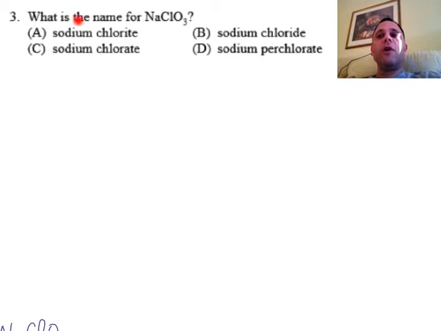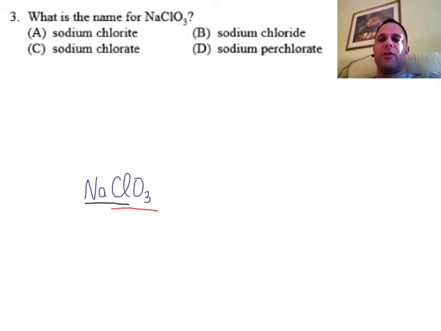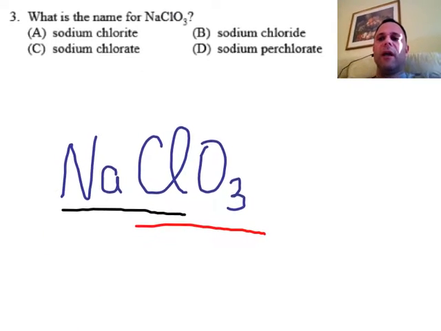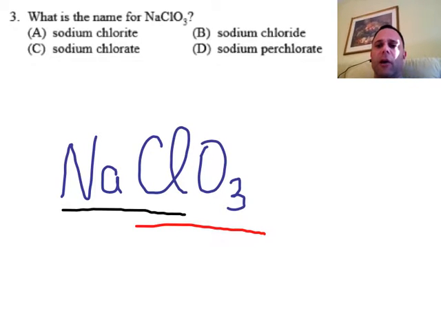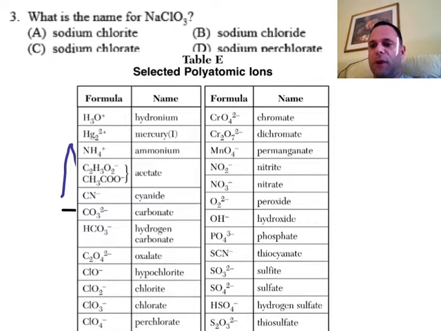Question 3. What is the name for NaClO3? Now be careful, that's not Ci, that is Cl. And as I did with the previous question, I wrote it out, and I am suspicious of a polyatomic ion being present because I have 1, 2, 3 different elements. So I'm curious, is it NaCl or is it ClO3? And when we inspect, we will find out that it is in fact, where is it?